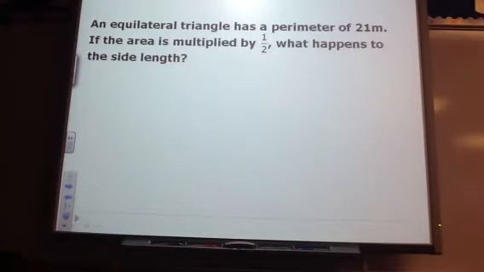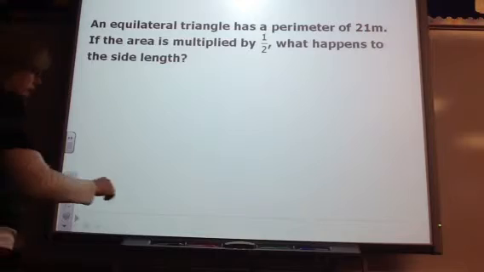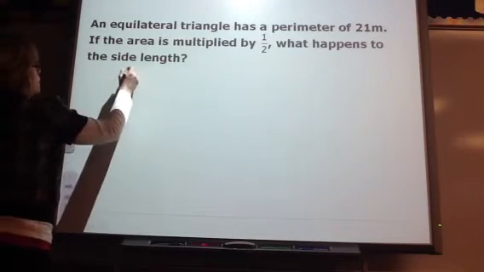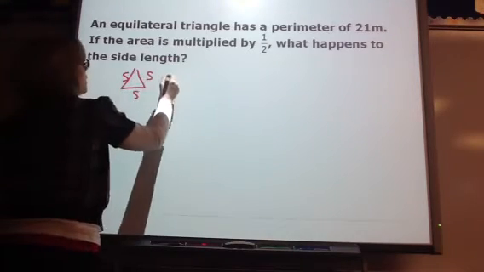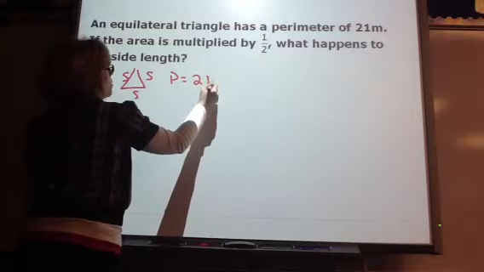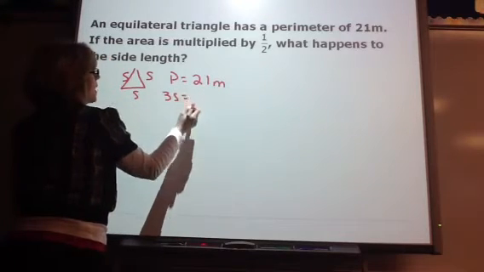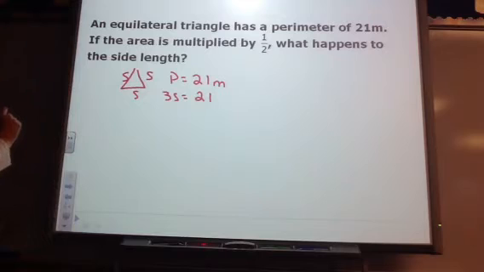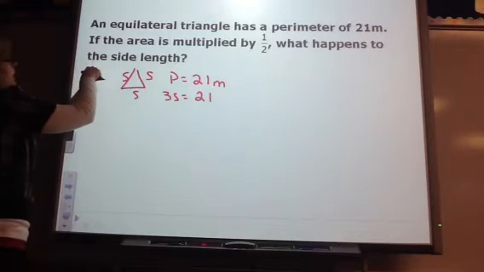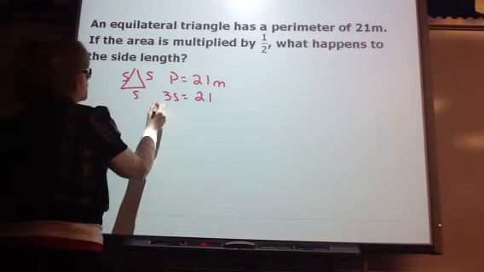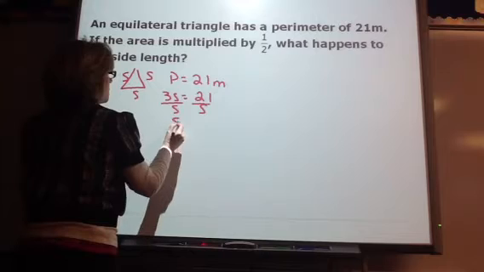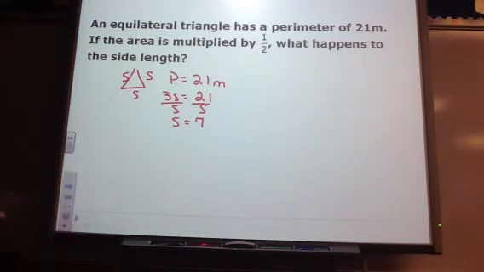Okay, we've got an equilateral triangle. It has a perimeter of 21 meters. If the area is multiplied by a half, what happens to the side lengths? Okay, so an equilateral triangle means all sides are congruent. So if our perimeter is 21 meters, to find out the side length, you would set up this equation. We need to know the side length so we can find the area and see how it affects it, okay? So you solve this one-step equation. So our side length is 7.